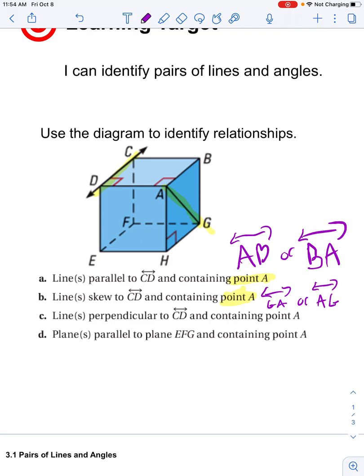Part C, lines perpendicular. Perpendicular means they create a right angle to CD and contain point A. So what lines create right angles with CD? It's this line and this line, but only one of these lines contains point A, which would be line DA or AD.